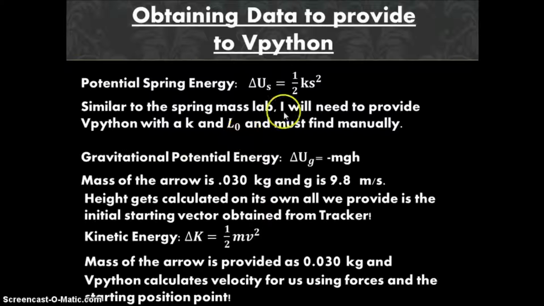Just like the spring mass lab, we had to provide Python with k and L sub naught. L sub naught is just relaxed length of the bow, and k I'll find in just a moment. For the gravitational potential energy, I measured the mass of the arrow, and we already know what g is. The height gets calculated on its own from the initial starting vector that we got from Tracker. For the kinetic energy, we already know the mass of the arrow, and then, as usual, Python calculates the velocity using the forces that we insert and then the starting position.